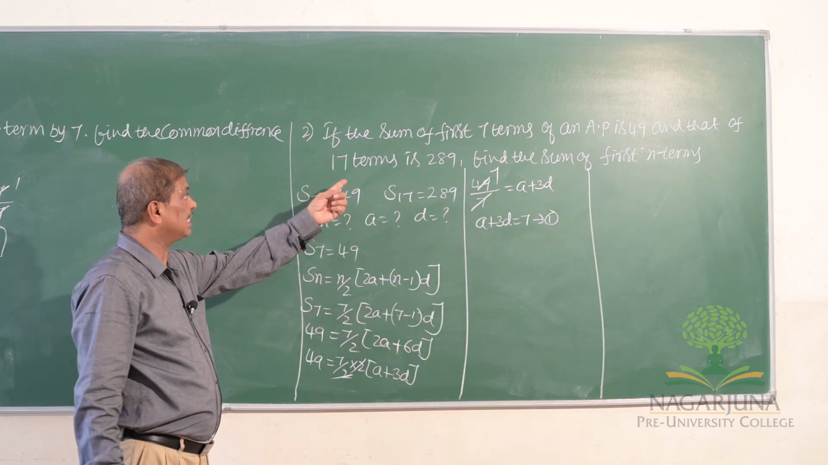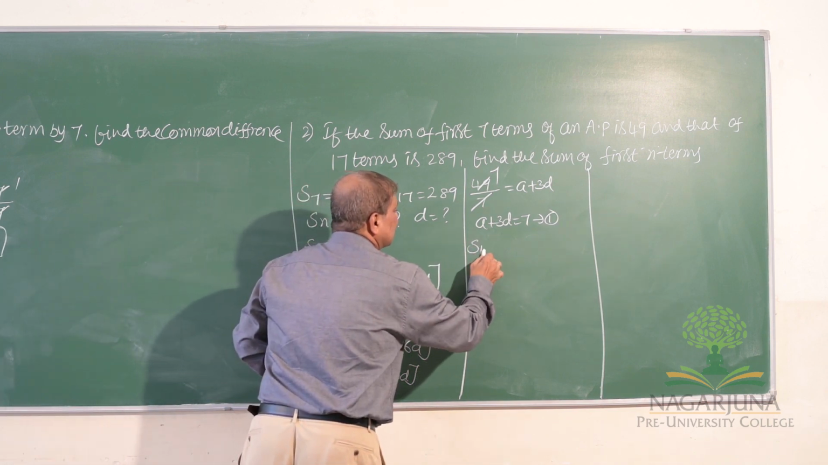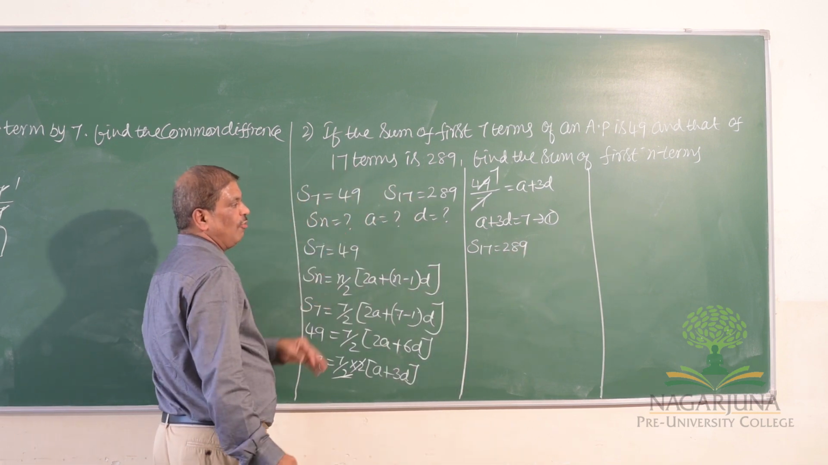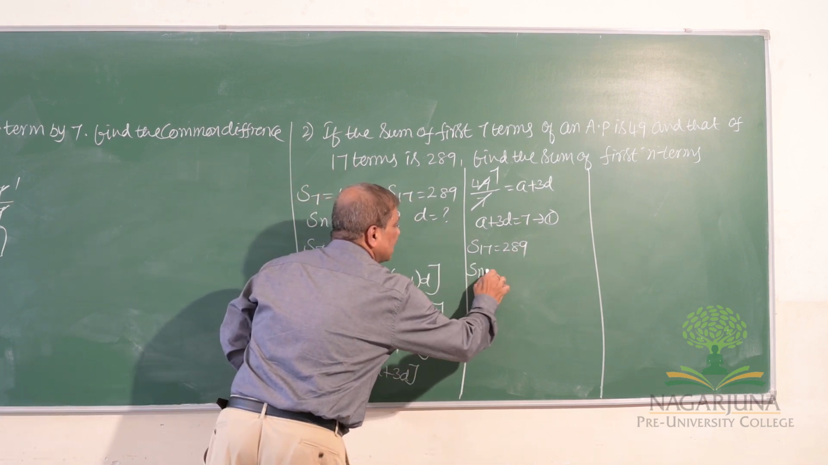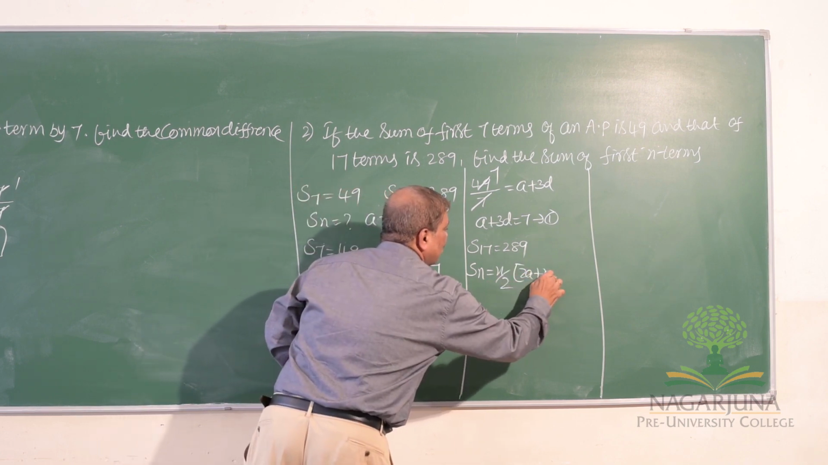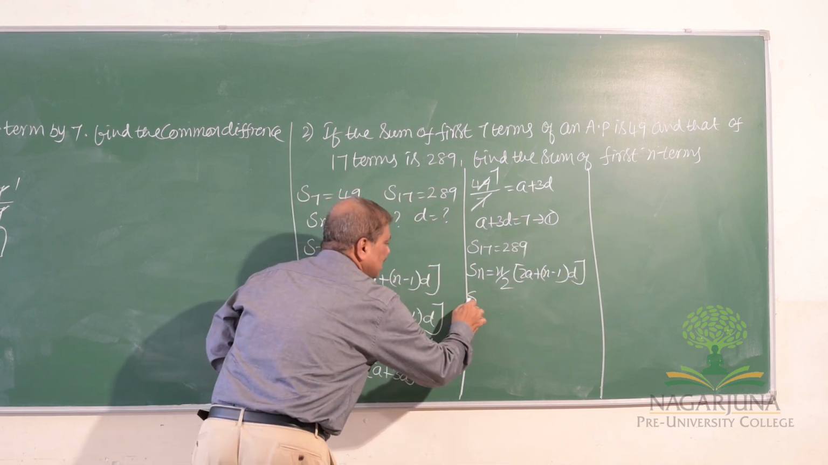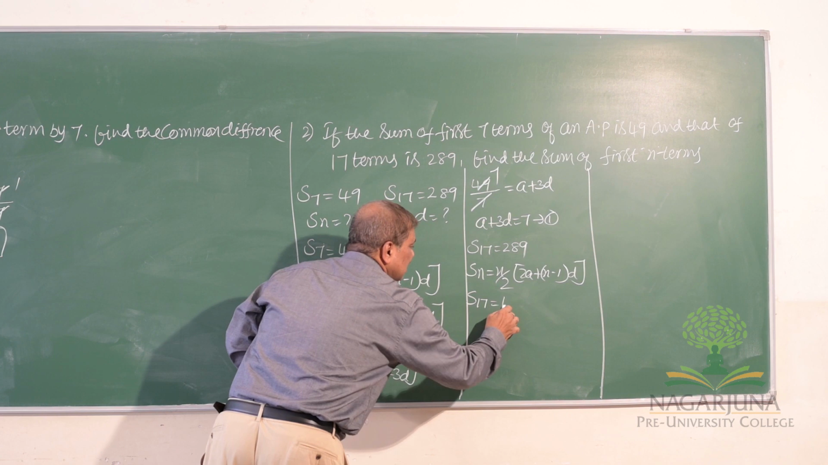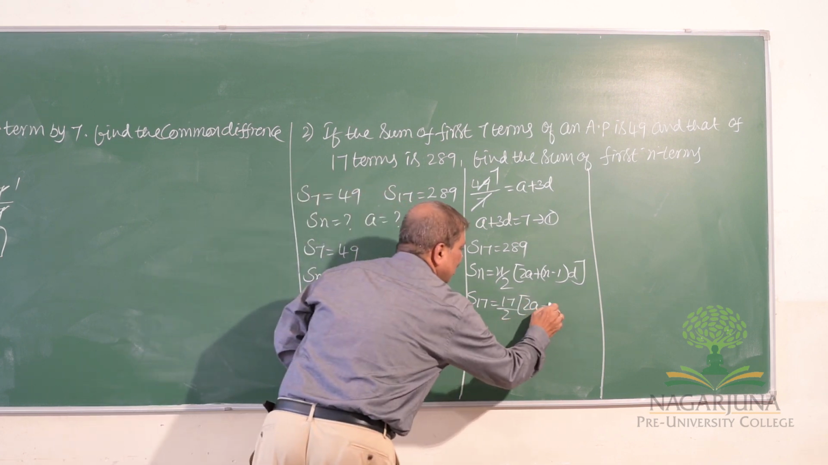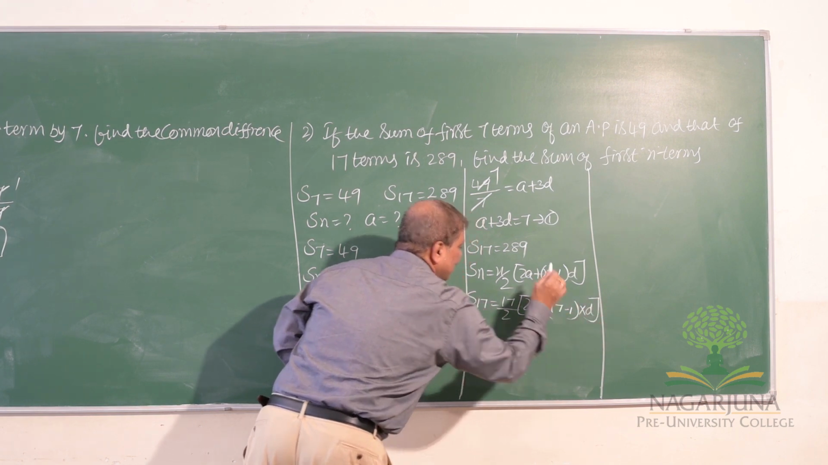Now another one is there, 17 terms. So better you do one thing: S17 is equal to 289, and then write the same formula, Sn is equal to n by 2 (2a plus (n minus 1) into d). So Sn means S17, n means 17 by 2, 2a we don't know the a value, n minus 1 is 17 minus 1, into d also we don't know.